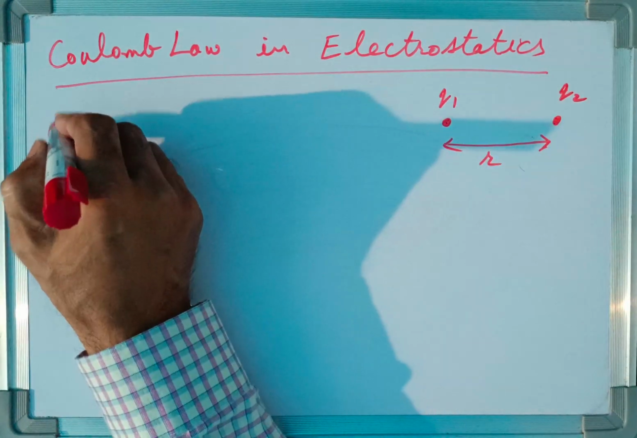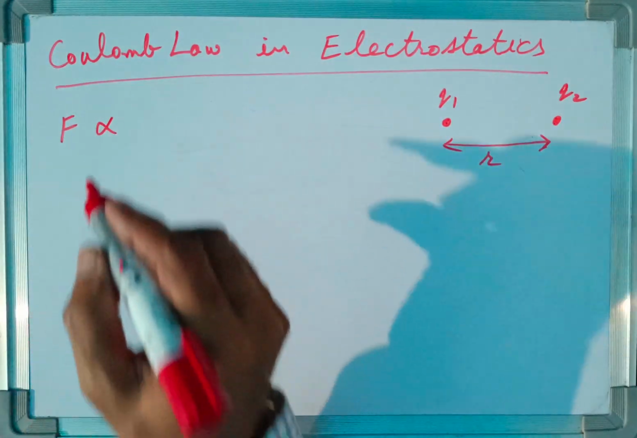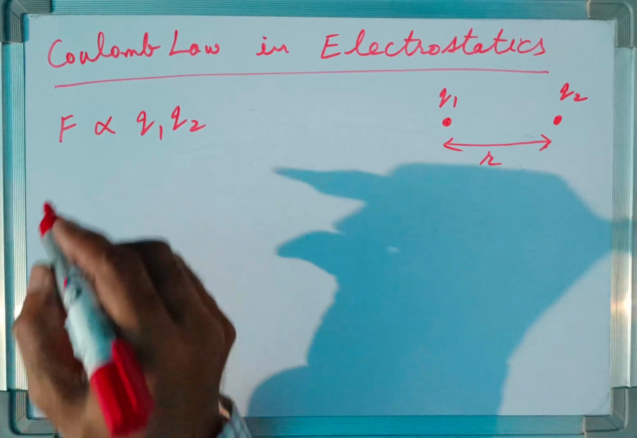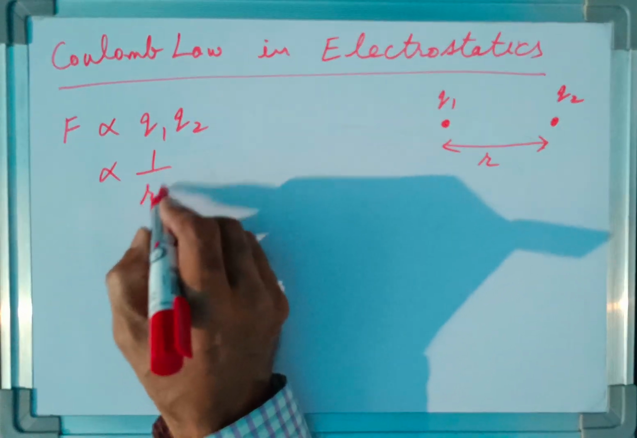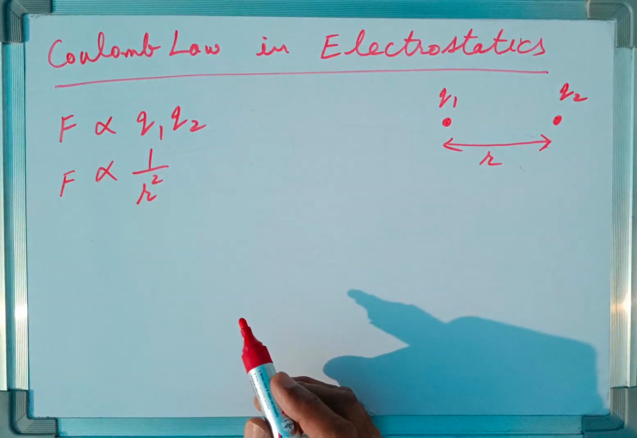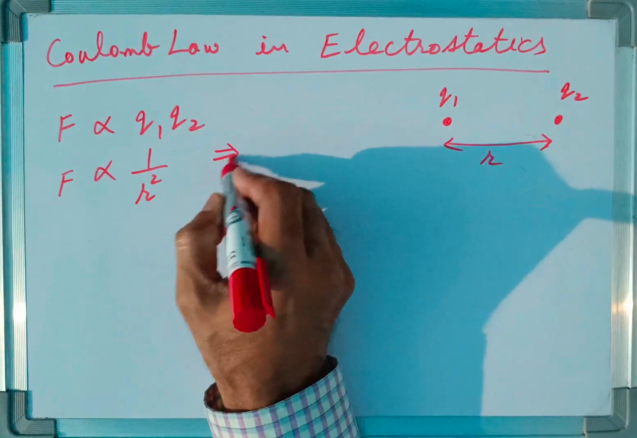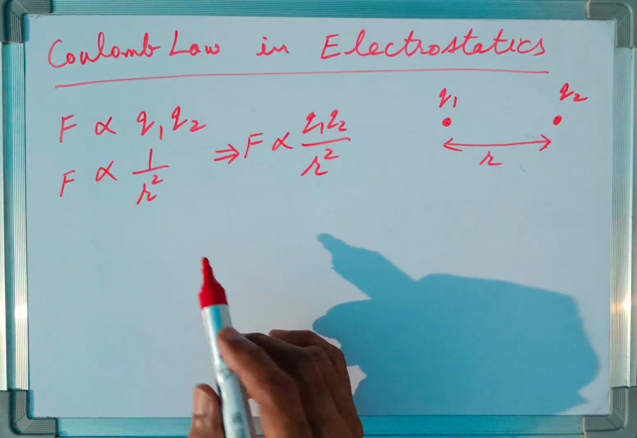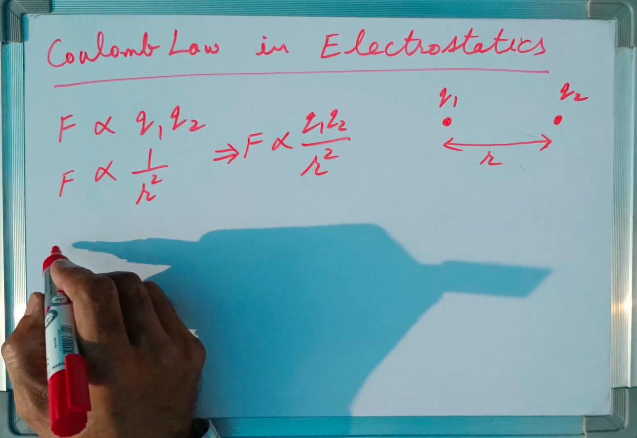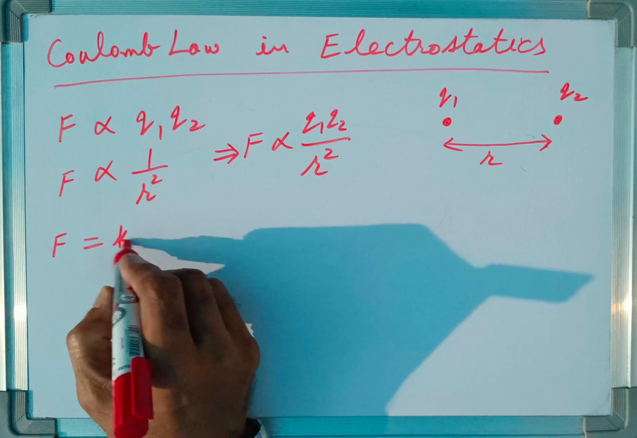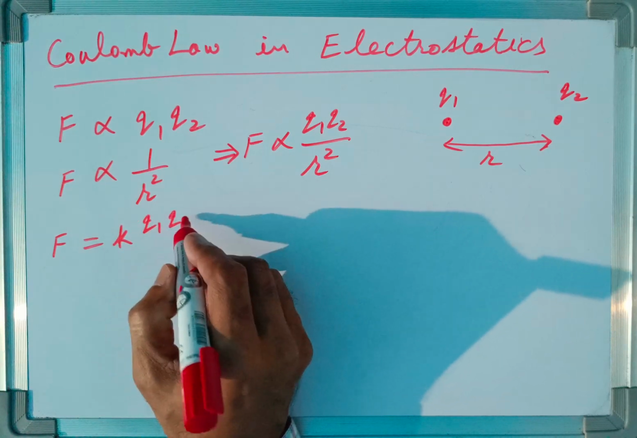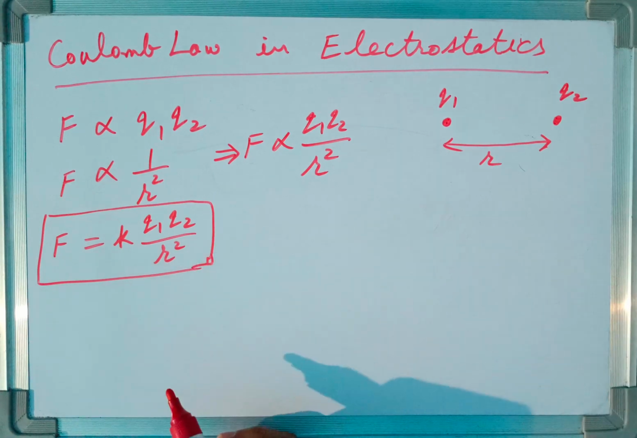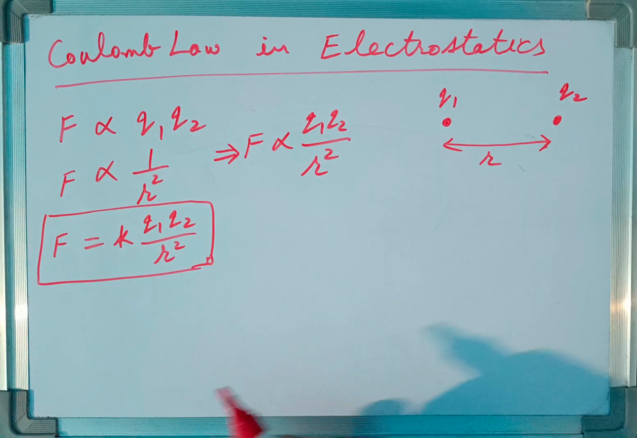According to Coulomb's law, force of attraction or repulsion between two charges is directly proportional to the product of magnitudes of charges on two bodies and is inversely proportional to the square of the distance between the 2 point charges. Combining the two, we can write F is proportional to Q1 Q2 upon r square. In order to remove this sign of proportionality, we introduce a constant of proportionality, let us suppose K. So F = K Q1 Q2 / r². This formula is nothing but Coulomb's law in electrostatics. With the help of this, we can calculate force between two point charges.